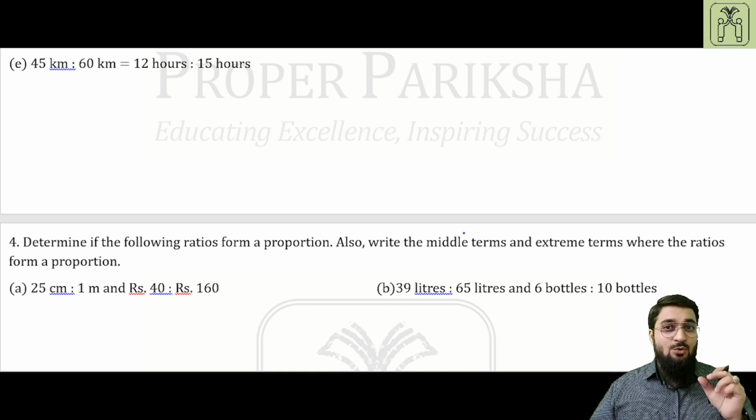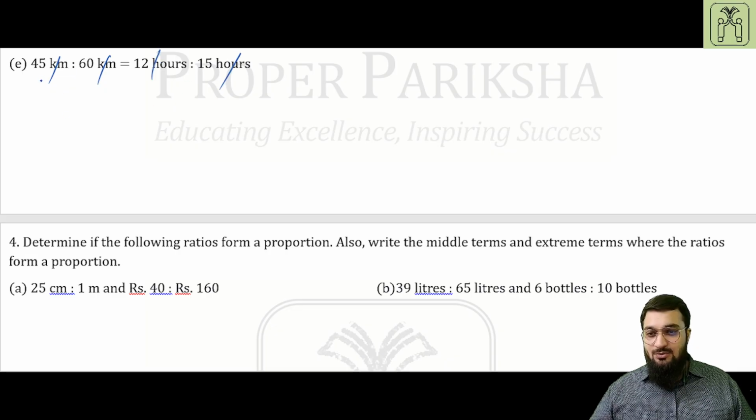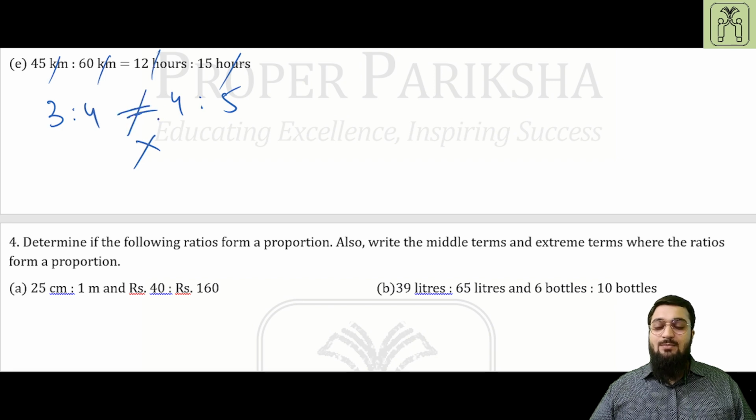But if you have two different ratios which are related to different types of units, then they can be compared as long as the mathematical value is matching. So 45 is to 60. The kilometer cancels out, the hours cancel out. So 45 and 60, this will be 3 is to 4, since 15 3s are 45 and 15 4s are 60. And 3 4s are 12 and 3 5s are 15, and therefore they are not in proportion.